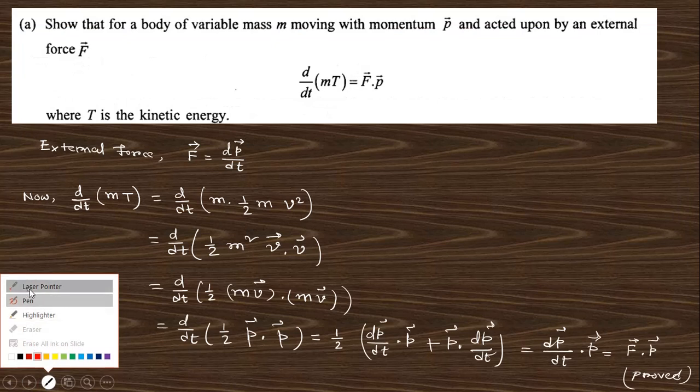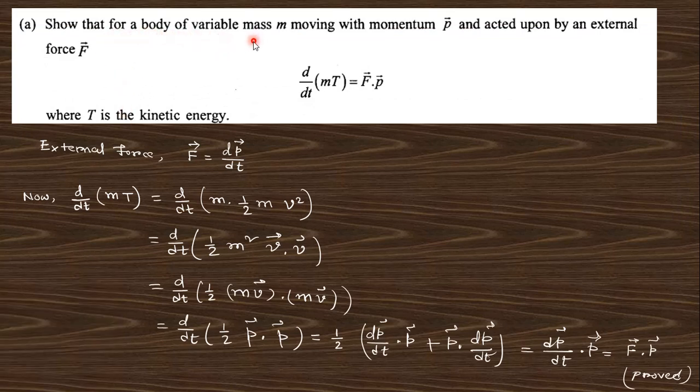First question says that for a body with variable mass, moving with momentum p, acted upon by an external force, then this will be the relation. The external force is dp/dt, that is the rate of change of the linear momentum. So you can write d/dt of T. What is T? T is the kinetic energy, so this will be half mv squared. v squared can be written as v dot v. m is a scalar quantity, so you can take mv dot mv, this gives you p dot p. If you differentiate half p dot p, you get dp/dt dot p, and p dot dp/dt. These two can be interchanged, so you get dp/dt dot p, and dp/dt is the force, so you can prove this easily.